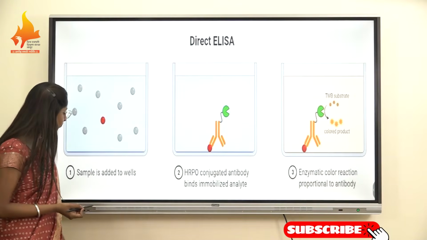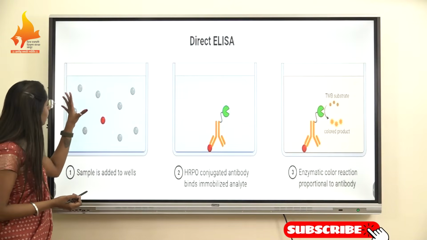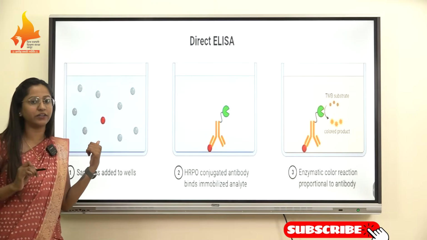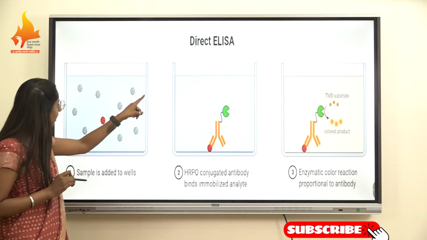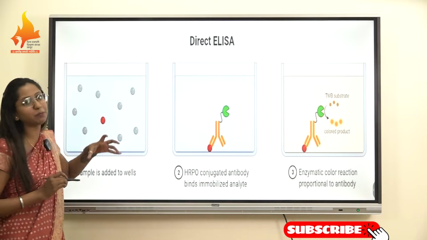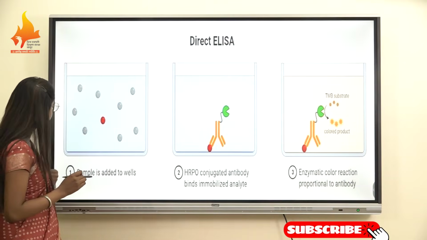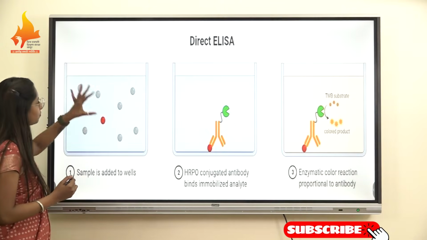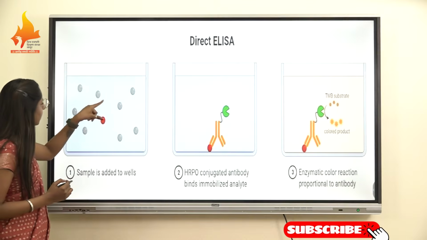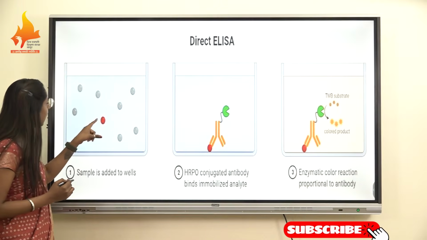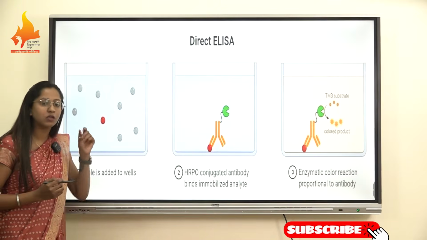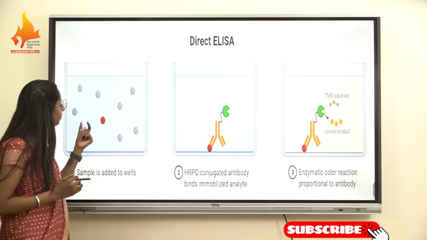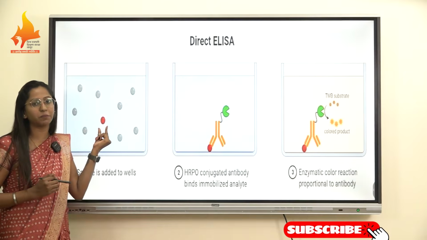What is happening here? As you can see, this is a well, like we discussed earlier, in the microtiter plate. In this well, you have added the patient's serum sample. As you can see, the sample is added to the wells, and there are different types of antigens, and also a red type of antigen. From among all these pathogens, what is your desired pathogen? Assume this red one is your desired pathogen.